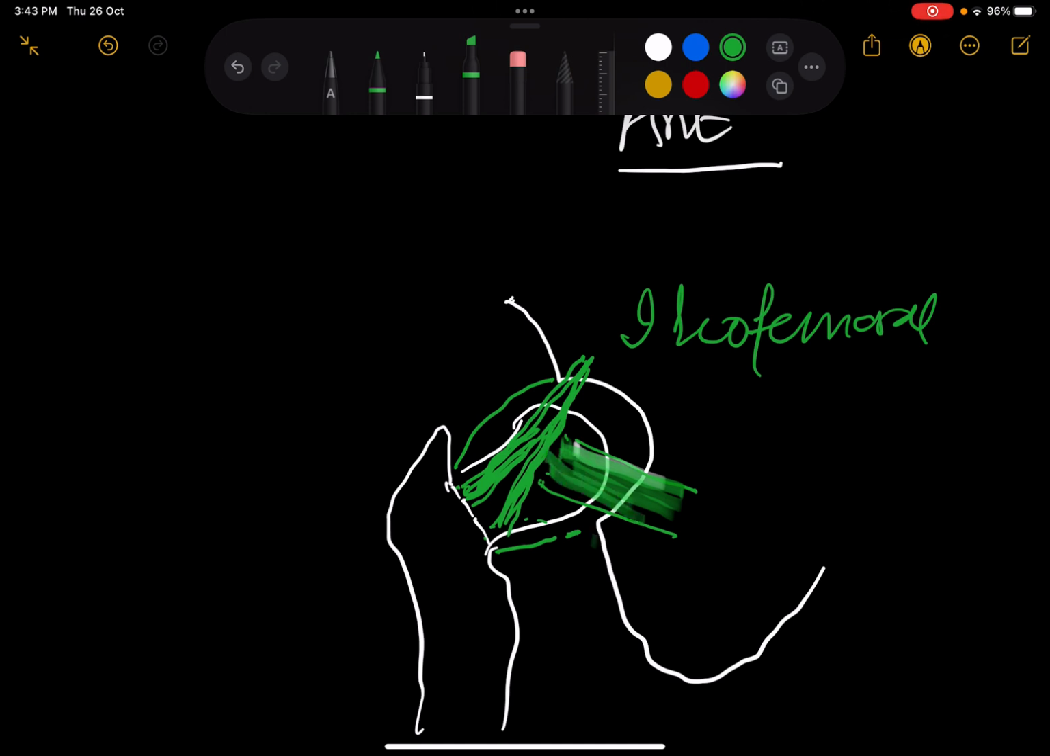And there is the ischiofemoral ligament, which goes behind and strengthens the posterior part of the capsule. Iliofemoral, pubofemoral, and ischiofemoral ligaments.